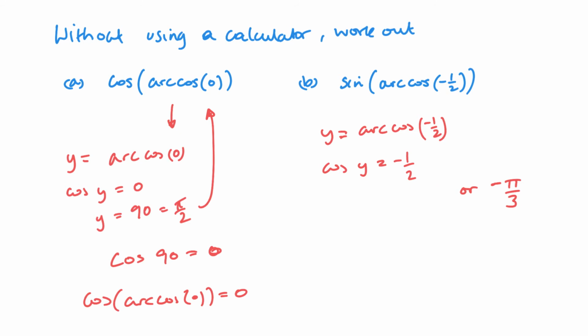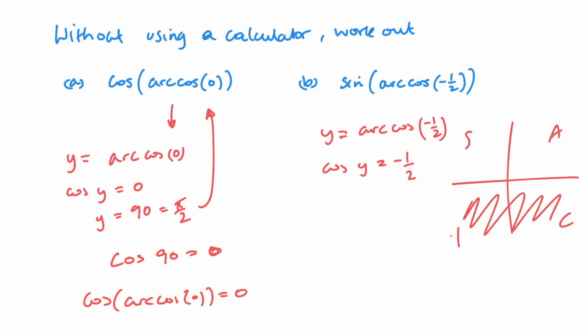So let's go back and let's think about the cast diagram. Okay, so between 0 and pi means I haven't got this part of my cast diagram. I've just got this section. Now because of the half that's come from here, I know it is 60 degrees, but for it to be a negative a half would mean it needs to be in this section. So 180 minus 60 is 120 degrees. So in actual fact, my value of y is 120 degrees, or 2/3 pi.